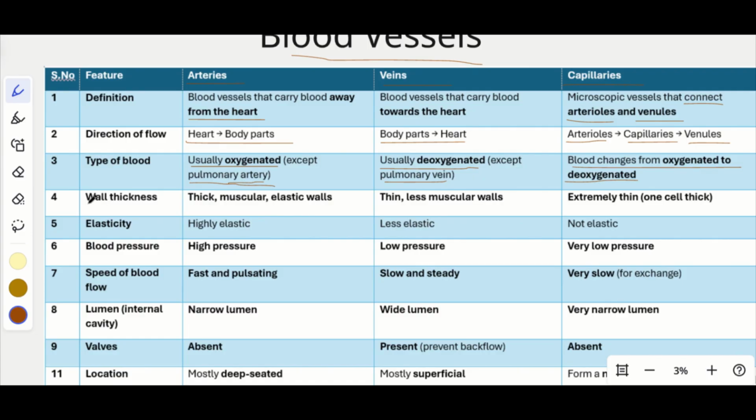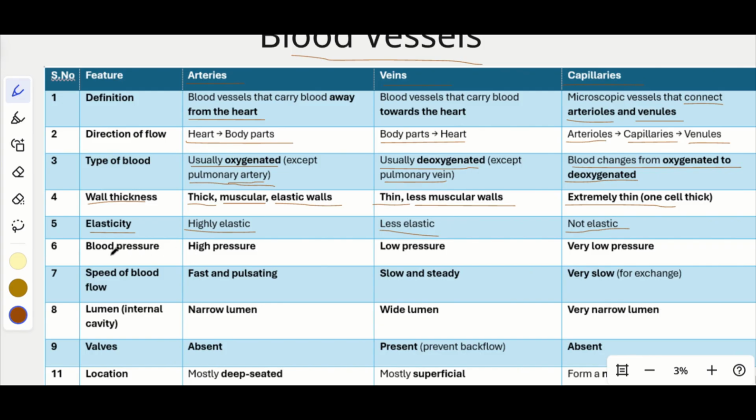Now let's see the wall thickness. Arteries have comparatively thicker, muscular, and elastic walls because they have to withstand that much pressure. Veins have comparatively thin and less muscular walls. Capillaries, as we know, are extremely thin vessels. And what about elasticity? Arteries are highly elastic, veins are less elastic, and capillaries are very little or not elastic.